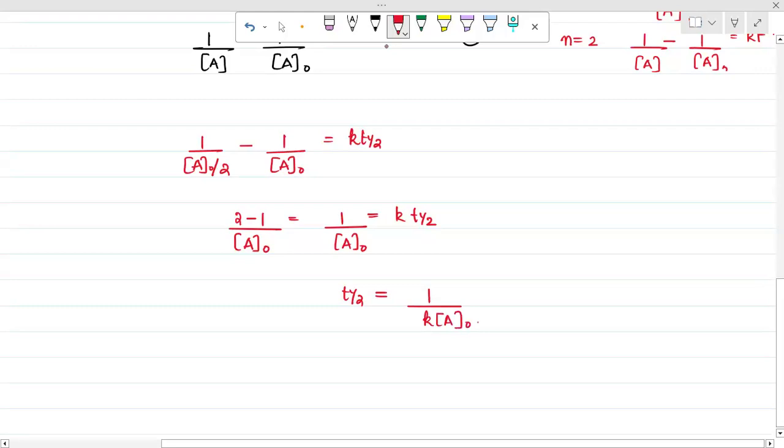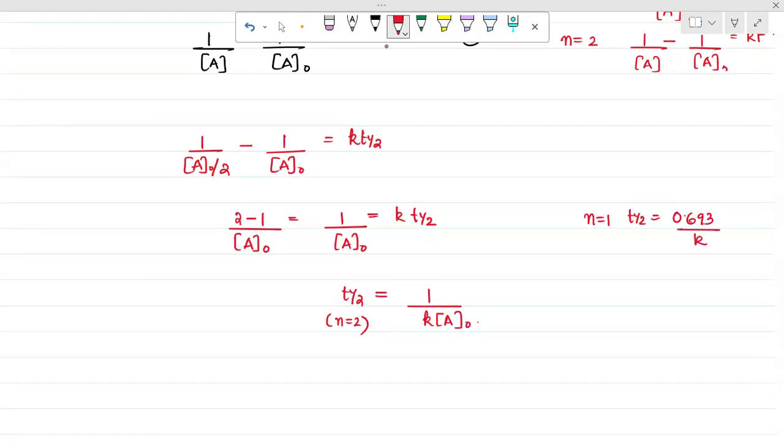We have learned the equation for the T half of zero order reactions as well. This is for n is equal to 2. For n is equal to 1, what was the T half? It is 0.693 by K. For n is equal to 0, what was the equation? It was initial concentration by 2K. Okay, revise, revise, revise. Repetition is the best practice for the brain. Okay, so keep on writing.